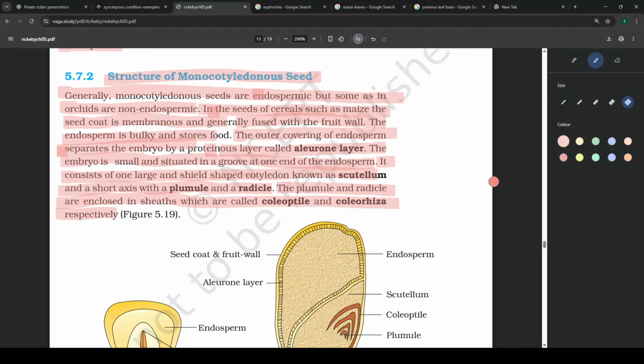It is a small embryo and is situated in a groove at one end of the endosperm. This embryo consists of a large and shield-shaped cotyledon known as the scutellum and a short axis with a plumule and a radicle. There's the axis, the scutellum cotyledon, the plumule and the radicle. The plumule and radicle are enclosed in sheaths called coleoptile and coleorhiza.